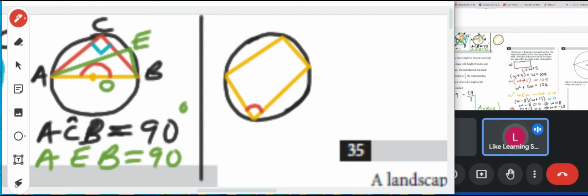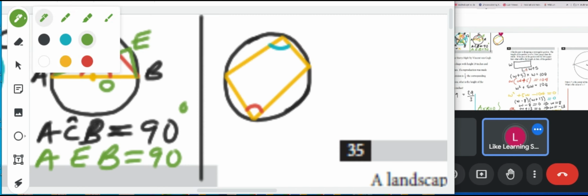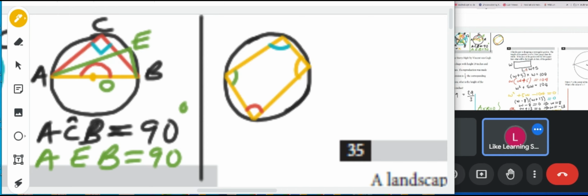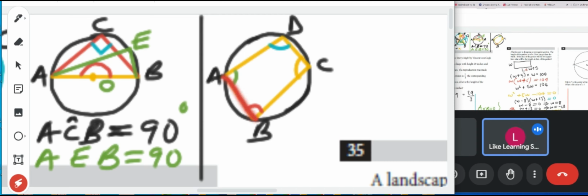A cyclic quadrilateral is a quadrilateral inside a circle. What's a quadrilateral? It's a four-sided plane shape, a 2D shape. Any four-sided 2D shape is a quadrilateral. For instance, ABCD is a quadrilateral because it has four sides: 1, 2, 3, 4.